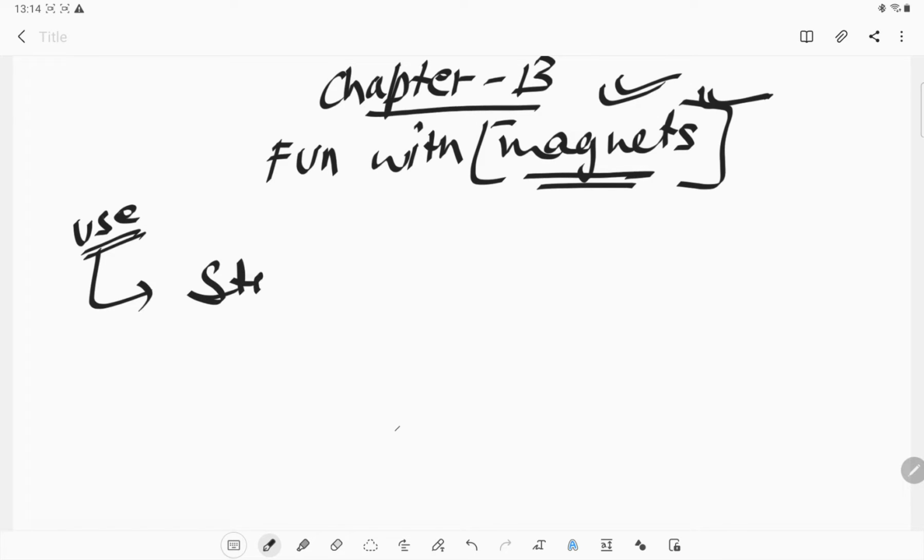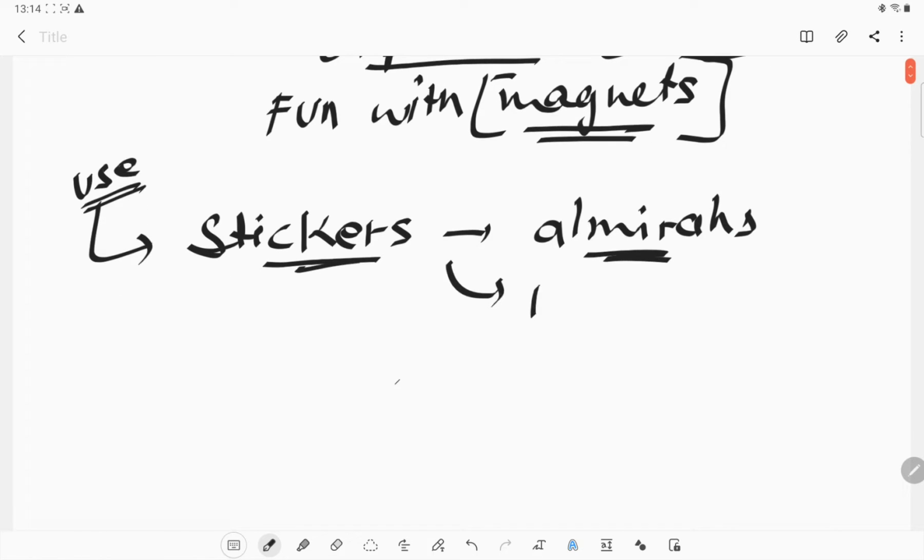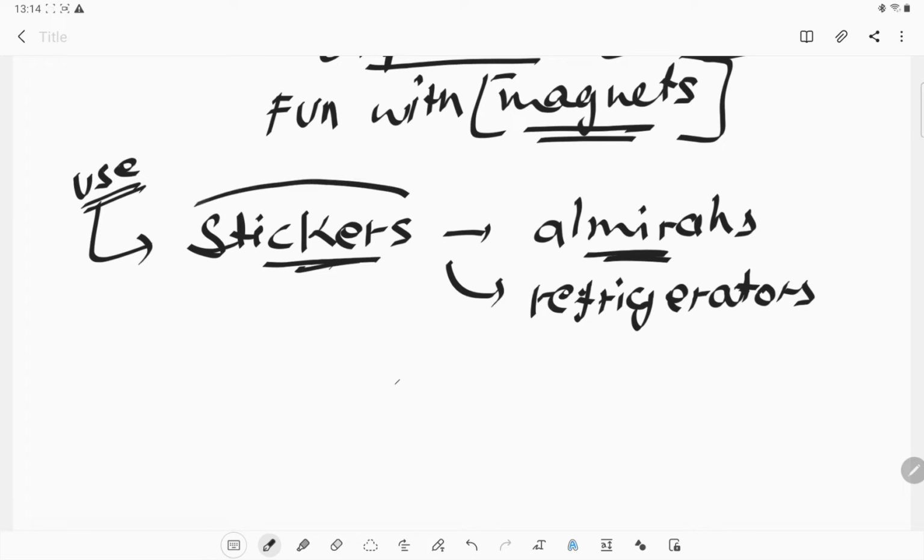Like you must have seen some kind of stickers which stick to our almirah without any glue. With our almirah, or the door of our refrigerator, we sometimes fix some stickers. So what are these stickers? These stickers contain a magnet, and our almirah is made of iron, so that's why they stick together.